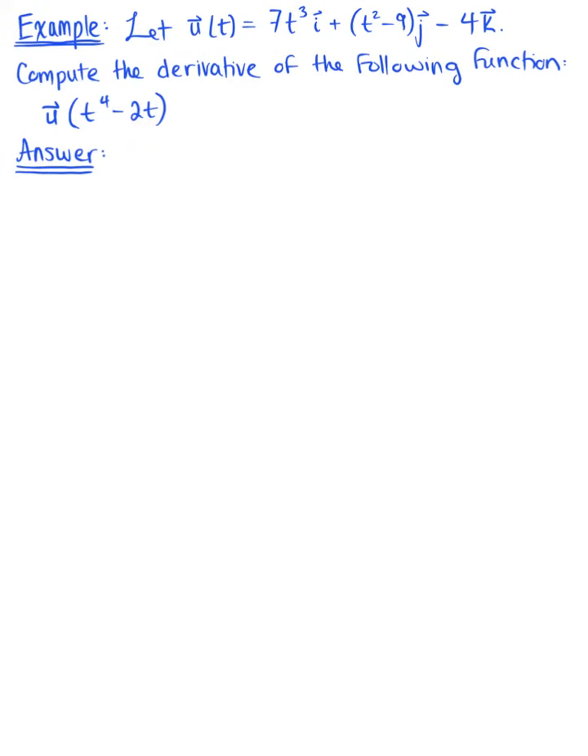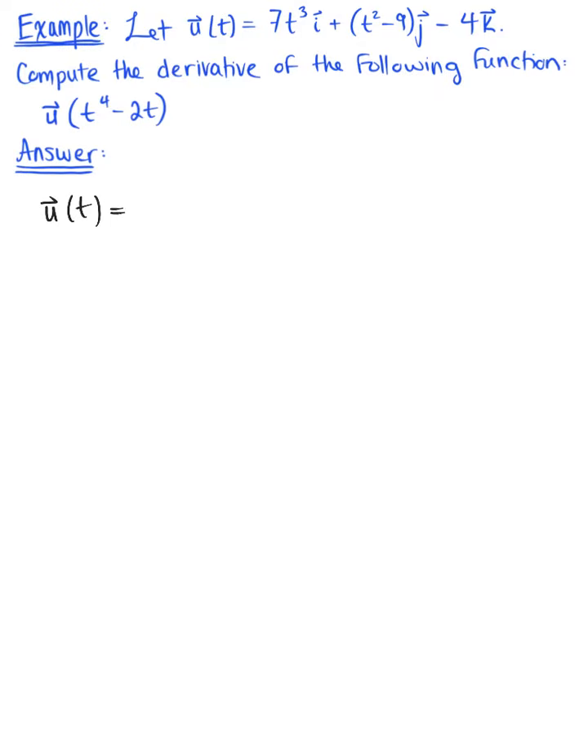Let vector u of t be equal to 7t cubed i hat plus (t squared minus 9) j hat minus 4k hat. And we're asked here to compute the derivative of the following function. We have vector u of (t to the fourth minus 2t). So in order to differentiate this, we're going to need to apply the chain rule.